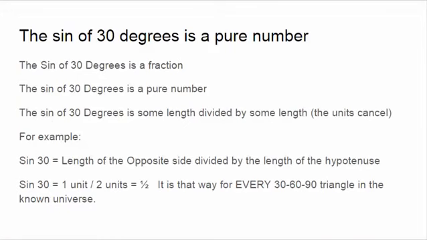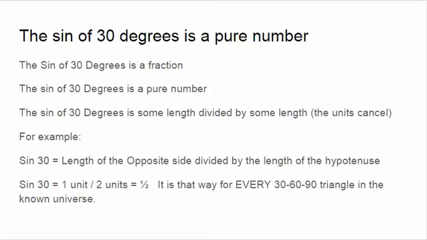The sine of 30 degrees is a pure number. It's a fraction. Again, it's just a pure number. The sine of 30 degrees is some length divided by some length. The units cancel. If you have 1 foot divided by 2 feet, the feet are in the numerator and the feet are in the denominator, and they cancel, so it just becomes a pure number.